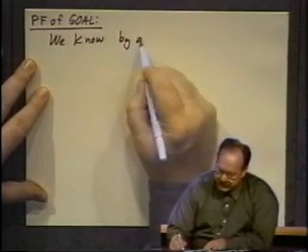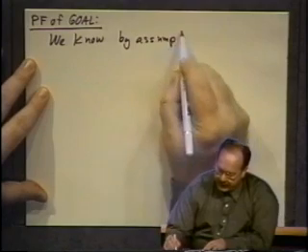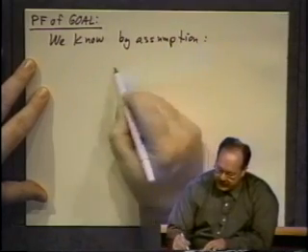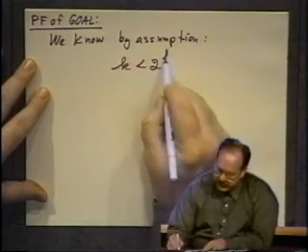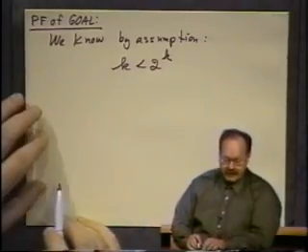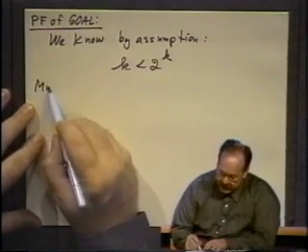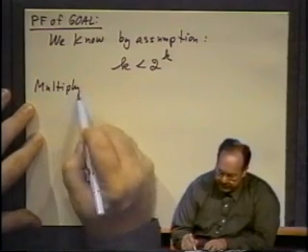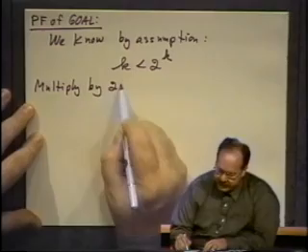We know by assumption, so I'm starting a little differently here. I'm starting with the assumption that k is less than 2 to the k. Now I'm going to try and modify one of these sides to look like my k plus 1 case. And here's what I will do. I will multiply both sides, of course, by 2.